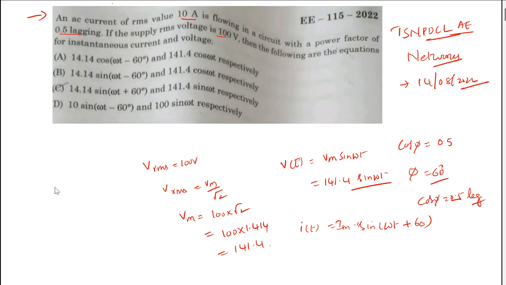Now what is the Im value? Same formula: Irms is equal to Im divided by root 2. They gave an RMS value of 10, so Im is 10 into root 2, which is 14.14. So 14.14 sine omega t plus 60 will be the answer. The current is lagging here, and that's the reason the answer will be C. So C will be the right option for this question.